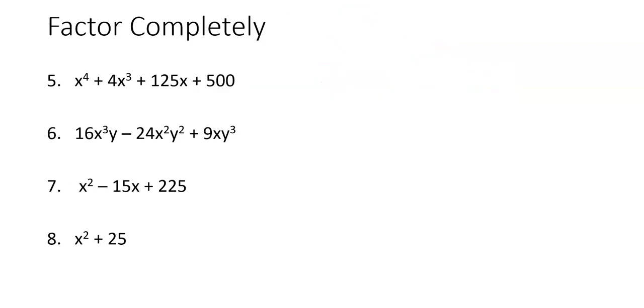All right, on this one, let's take a look at 5 and 6. So 5 first. This has 4 terms, so I'm going to think of grouping. I'm going to group the first 2. I'm going to group the second 2. So for number 5, when I look at this first piece here, an x to the 4th and an x to the 3rd, what do they have in common? They have an x to the 3rd in common. So let's take x to the 4th divided by x to the 3rd, I get x. Take 4x to the 3rd divided by x to the 3rd, and I get 4.